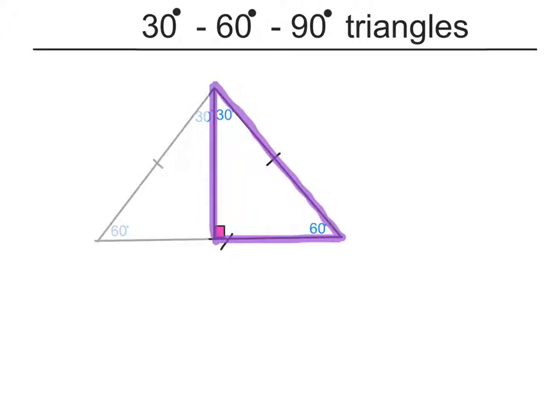Okay, so take a look at our picture. And now we're going to really focus our attention on this half of the equilateral triangle. So here's my 30, here's my 60, here's my 90, and we need to talk about the relationship between the side across from the 30, which is there, across from the 60, which is there, and across from the 90, which is there. So let's say each side of my equilateral triangle has a length of 10.